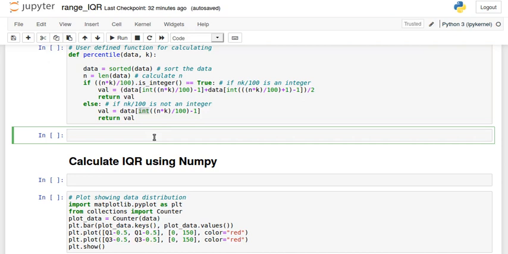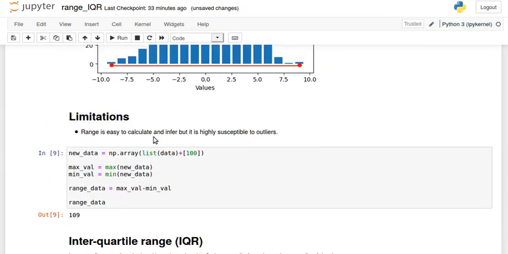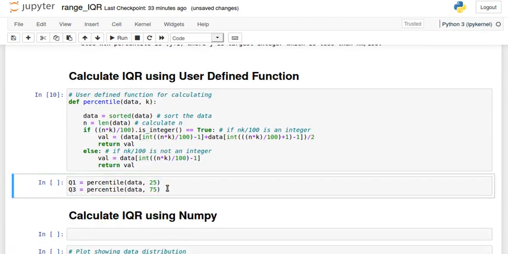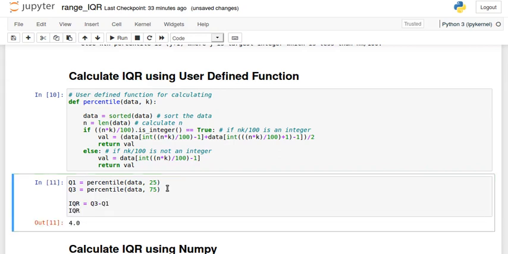For that we will first calculate quartile 1, quartile 2, quartile 3, sorry, and then the interquartile range will be quartile 3 minus quartile 1. So our IQR here is 4.0.